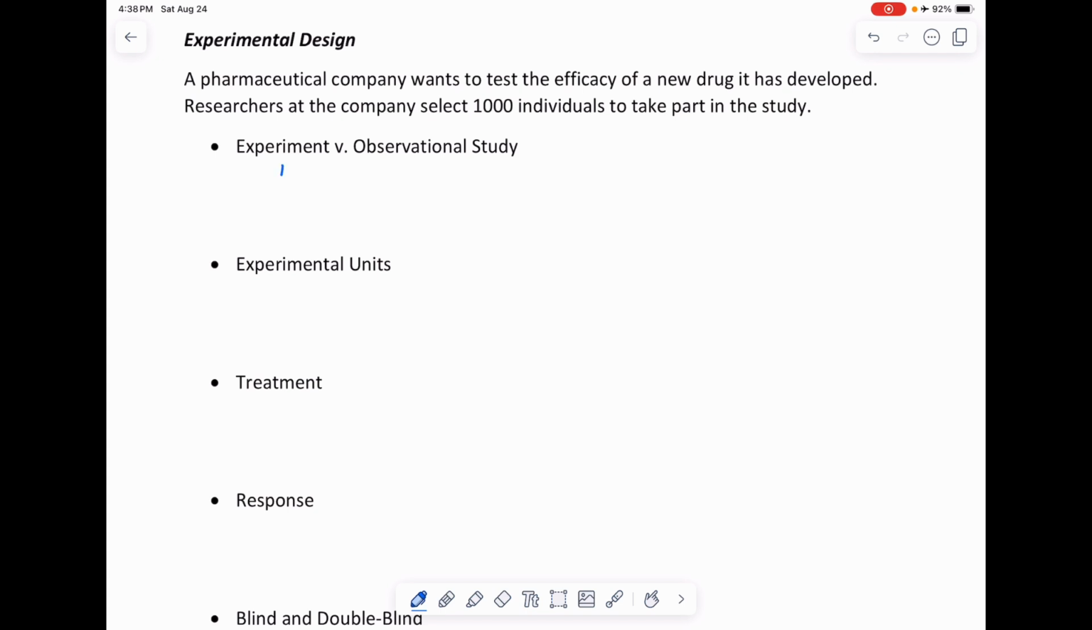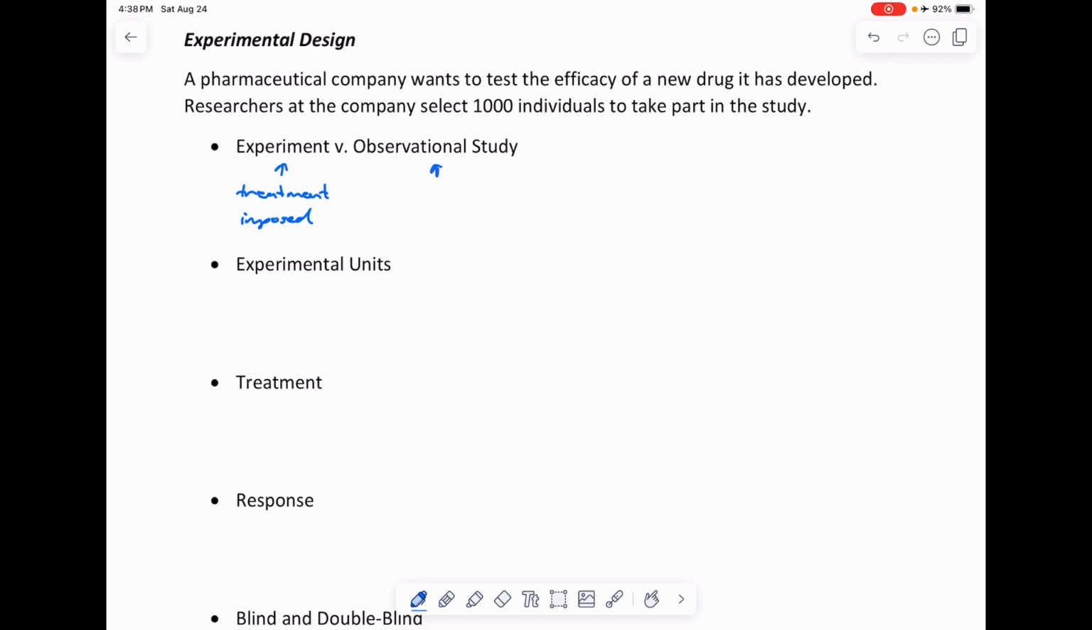So the experiment is a situation where there's a treatment imposed. In this case, we can assume that we're going to have two groups. One group is going to get a drug, the other group might get a placebo, and we're going to see if the drug actually has a sizable or measurable change in efficacy versus the placebo. So in experiments, we impose a treatment on people, on things, on whatever it might be.